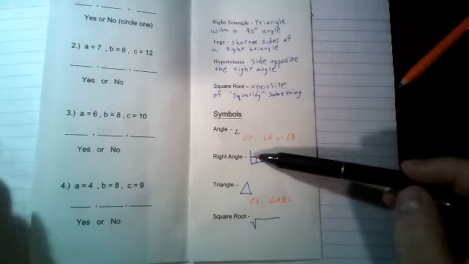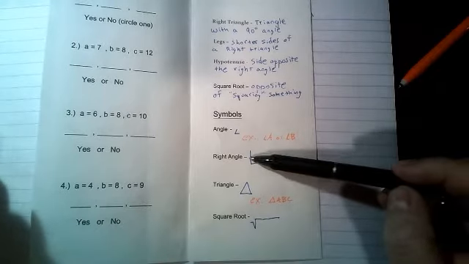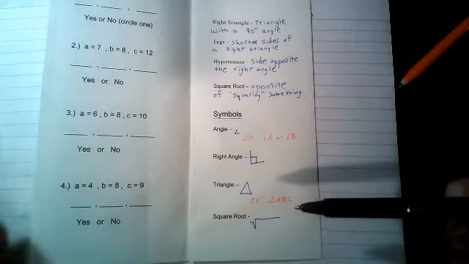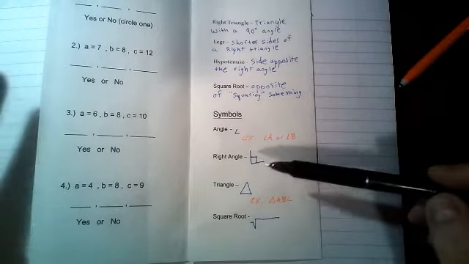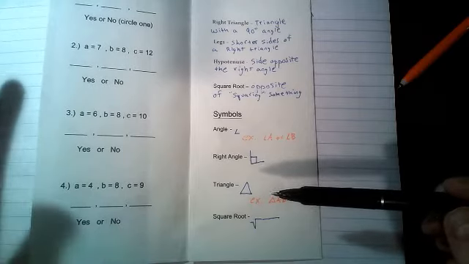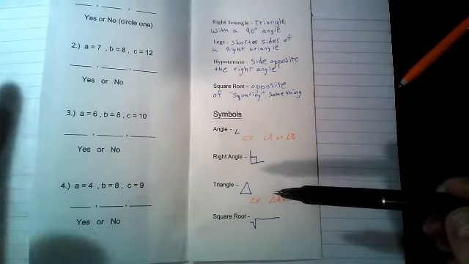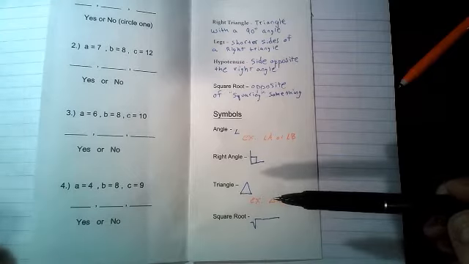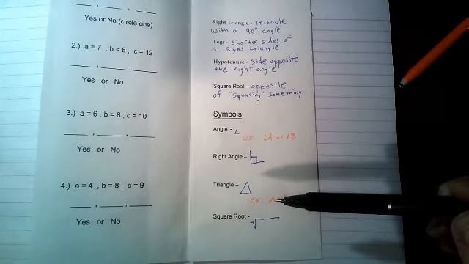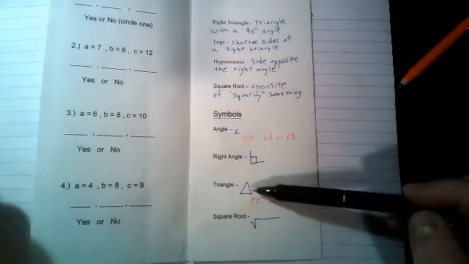A right angle just means it's got a box at the angle that's 90 degrees to show that it's a 90-degree angle. If you have a triangle that does not have that box and it doesn't say that it's a right triangle, you can't assume that it's a right triangle. They either have to say it in the problem or they have to show the box. Otherwise you can't assume.